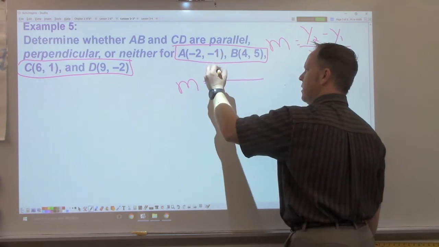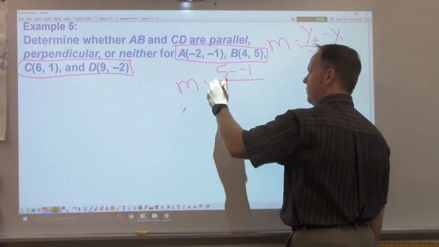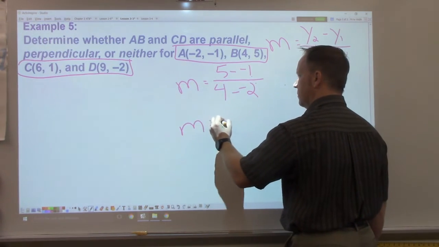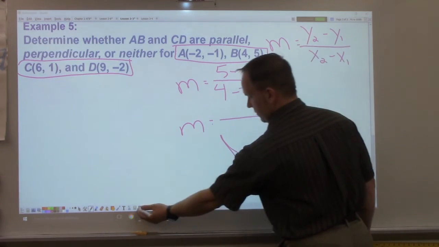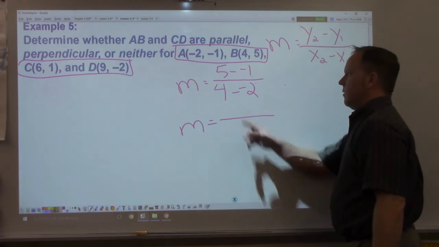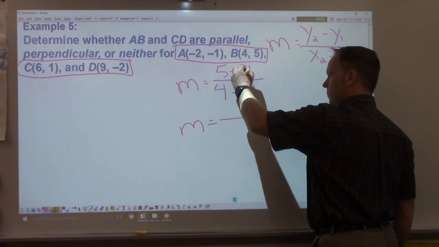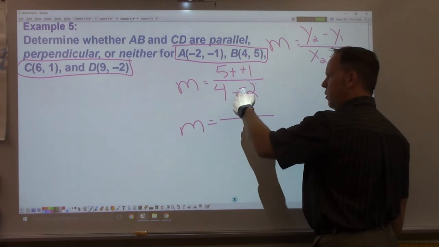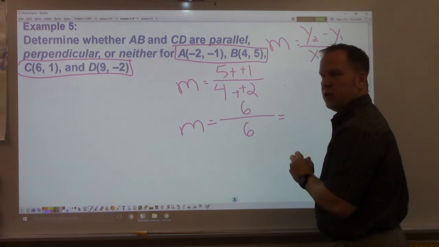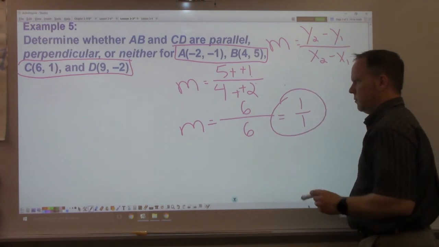5 minus -1 over 4 minus -2. Solve or simplify. 5 minus -1 is 6. 4 minus -2 is 6. Oh, what does that reduce to? Again, I'm going to leave it as a ratio.